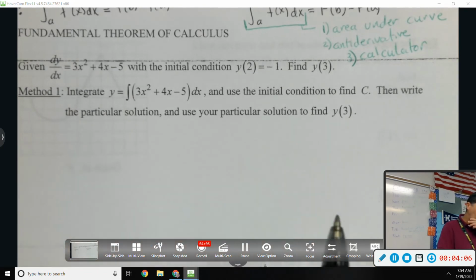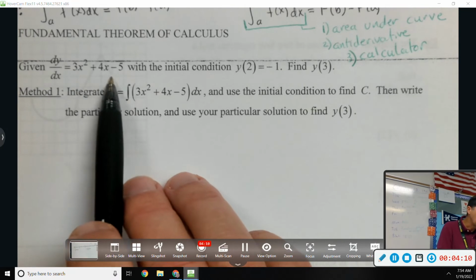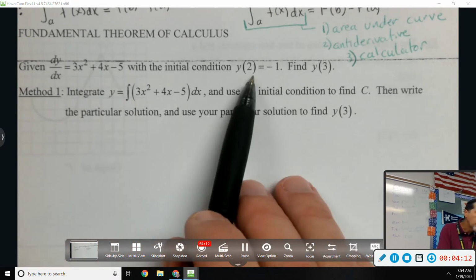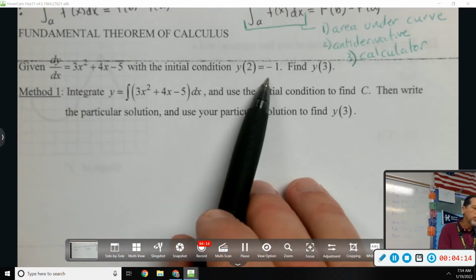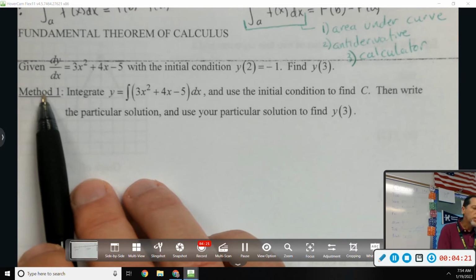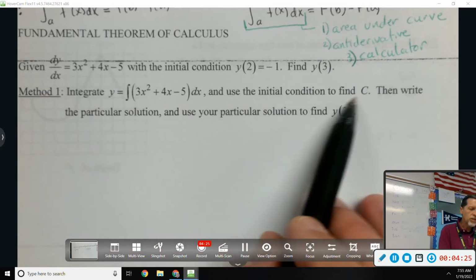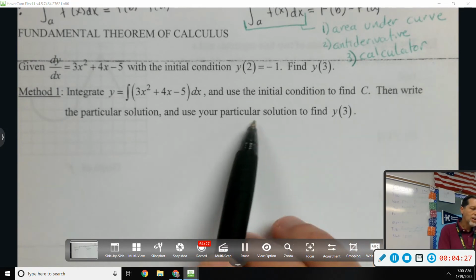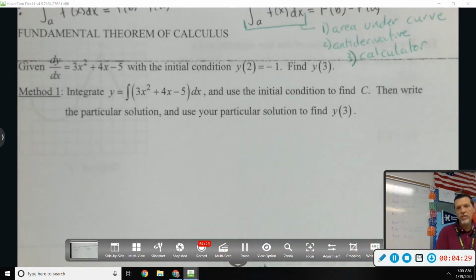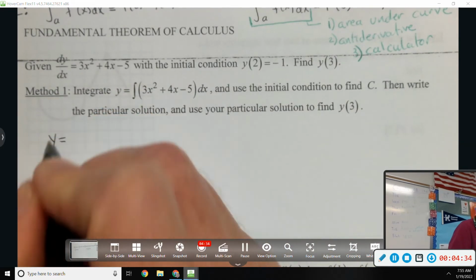All right. Given dy dx equals 3x squared plus 4x minus 5, with the initial condition y of 2 equals negative 1, find y of 3. Method 1 we've done before. Integrate, use the initial condition to find c, and then plug in 3 to figure out your answer. So let's do that one, hopefully kind of quickly.